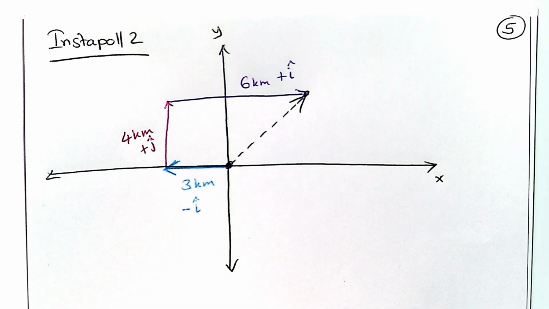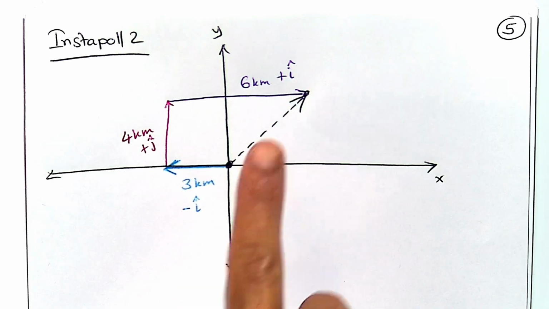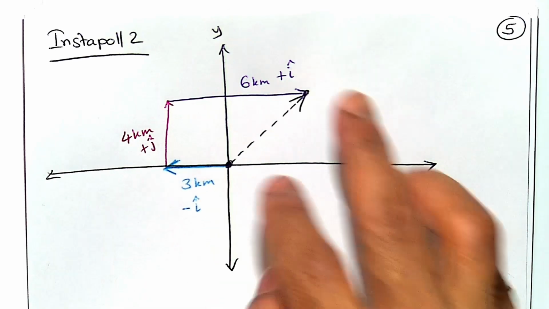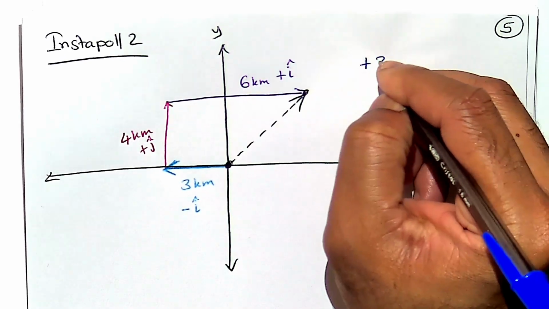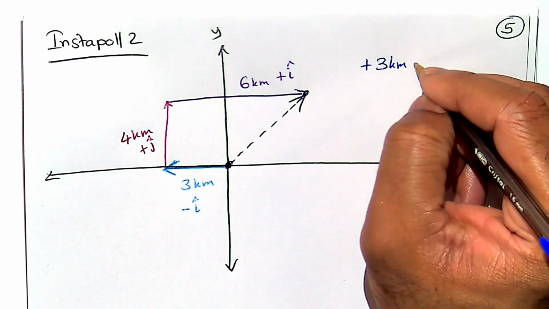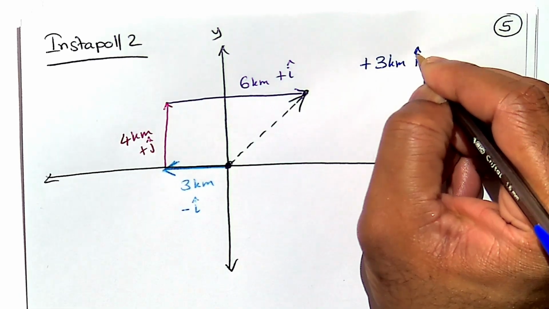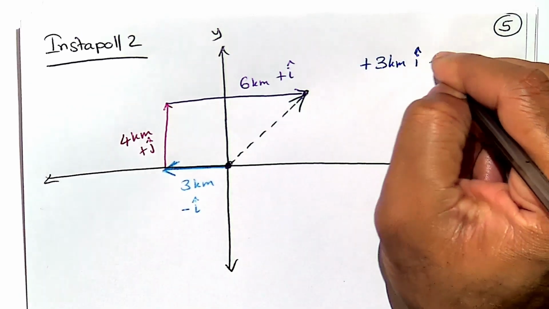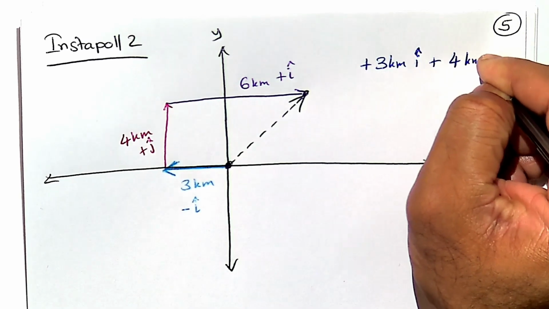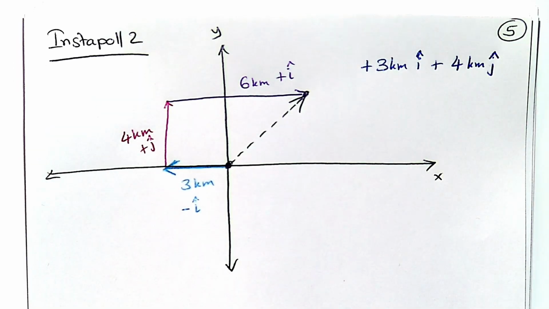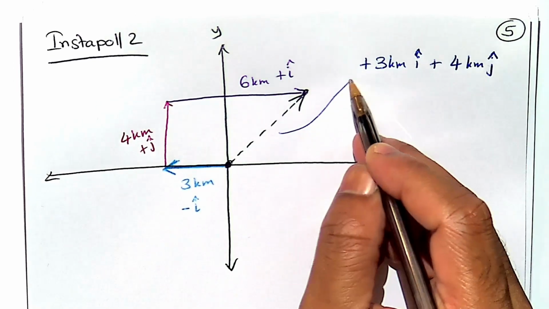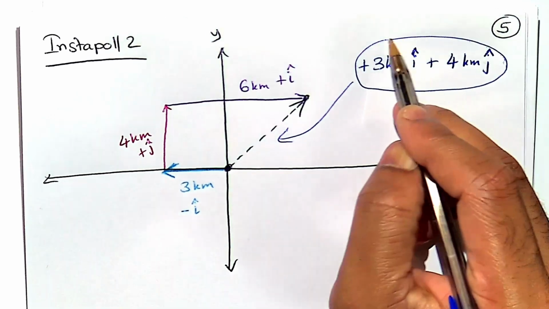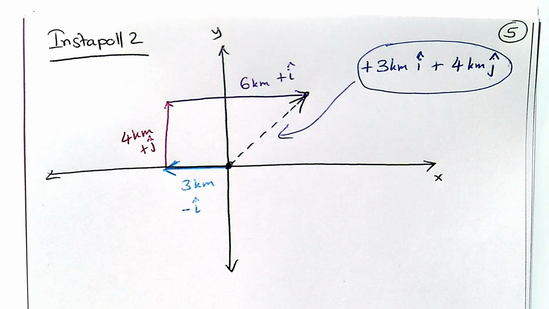How do we do that? We add up all the i's with the i's. I's, we have a negative number and a positive number here. You add those together, you're going to get positive 3 kilometers in the i hat direction. You add all the j's together, there's only one j, positive, so we'll say that's positive 4 kilometers in the j hat direction. This vector is represented by this. So 3 i hat, 4 kilometers j hat.